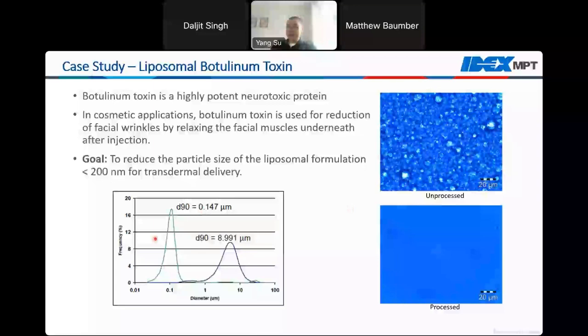And after passing through the microfluidizer processor, the D90 particle size, again, meaning 90% of the vesicles or populations are below 150 nanometers in this case. And from the microscope image, you barely can see anything. The reason being the resolution of the microscope is not as high that you can see nano-sized particles. Anything less than a micron won't show up here, because you can see this scale bar here represents 20 microns.